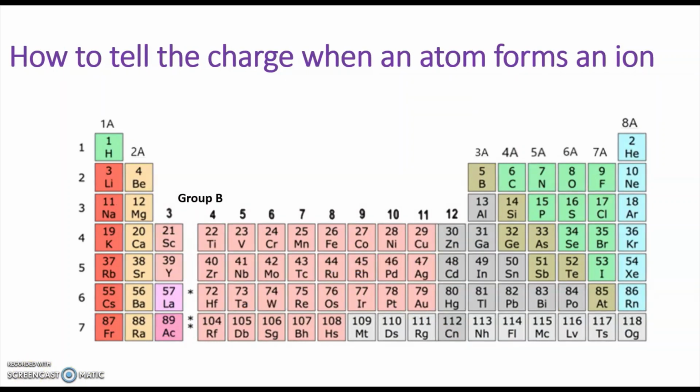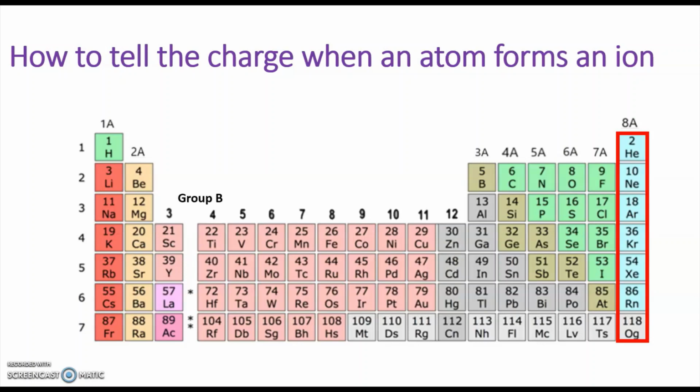The overview here of how to tell the charge when an atom forms an ion, we have to start out with one kind of concept, and that has to do with the noble gases. The noble gases have a stable configuration, and every other element on the table practically wants to have that stable noble gas configuration. If the periodic table were a high school, the noble gases would be the cool kids. They're the ones that set the trends. Everybody wants to be like the cool kids. It works for an analogy anyway.